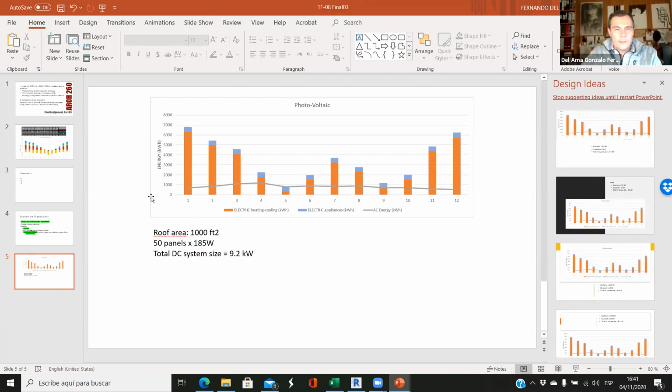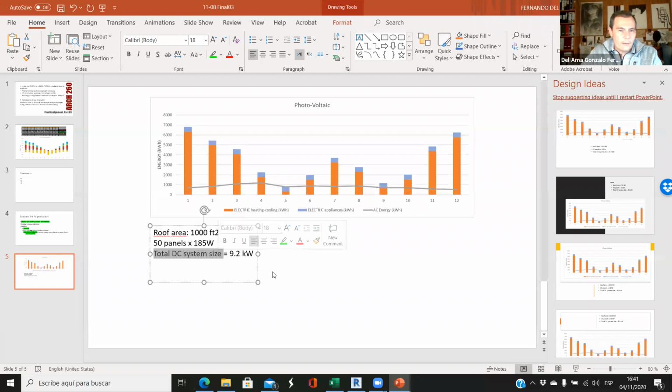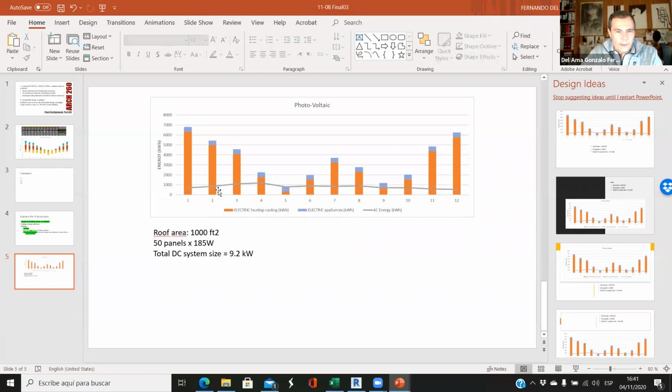Okay, so this is the summary. This is your first approach to the zero energy building. You use the roof area of your building. This is the number of panels that you used, and this is the total DC system size, and this is the gray line. It's the PV production.